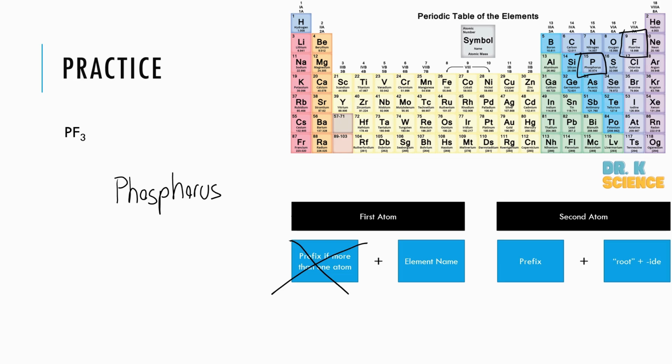and then we need to go and look at what our fluorine is. Now we'll need a prefix for this one. The prefix for 3 is tri, so we get tri. And then fluorine, we need to switch it into what our second atom's ending would be. So fluorine, we take off the ending and then we add IDE, just like with the ionic naming rules. So this becomes trifluoride.